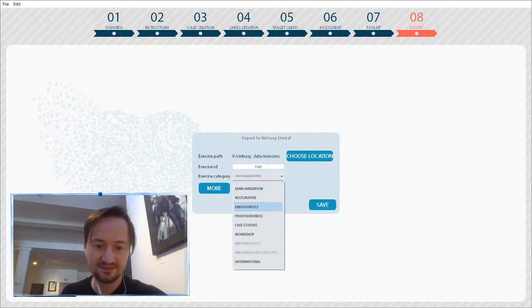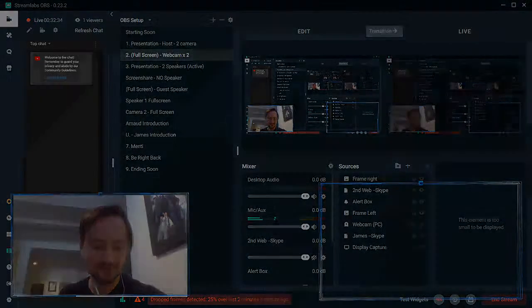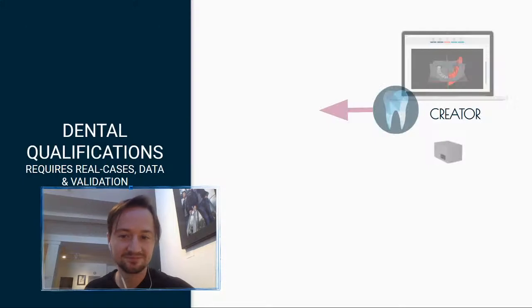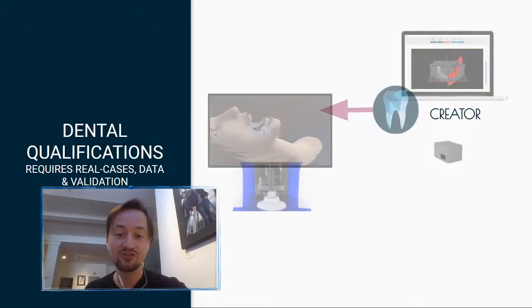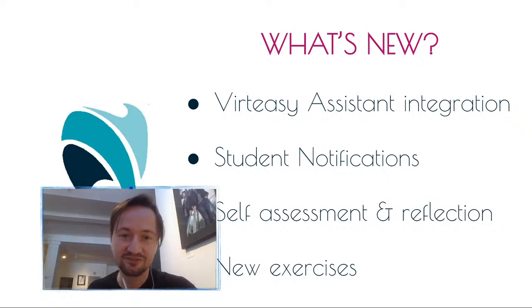So test and save. It'll then export it to the server and it's available on all of the simulators which are connected. So that's Virteasy Editor and the deciduous teeth. And then beyond that, once we've created the exercise, it's then available on the simulators. Now what's new on the simulators? Quite a lot. We've got integration with Virteasy Assistant, and it's been redesigned to work with the Linux simulators. Student notifications so they can see when their teachers have updated their marks, self-assessment and reflection module, and new exercises.